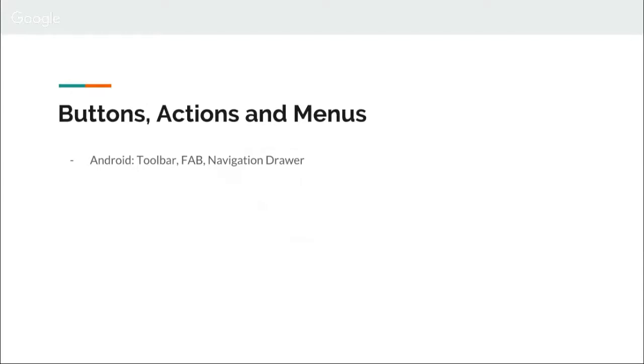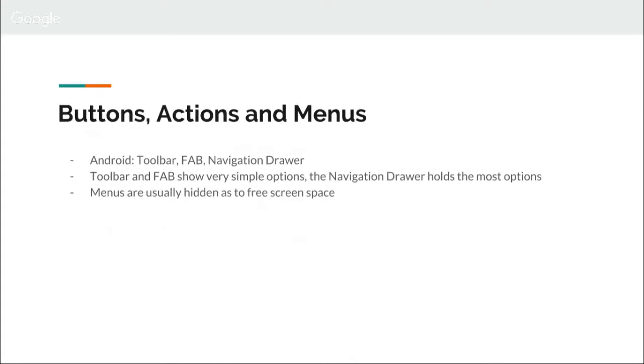Then the toolbar and the floating action button will show simple options, as I said, and the navigation drawer holds all the others. They are hidden because, of course, mobile doesn't have the space. On tablets, they can be shown all the time if there is no use for the extra space, but that's on a case-by-case basis.